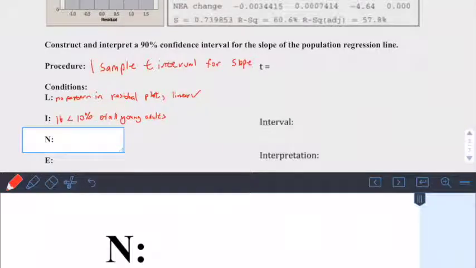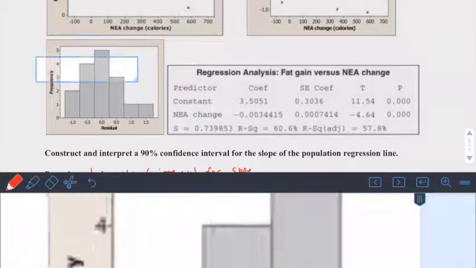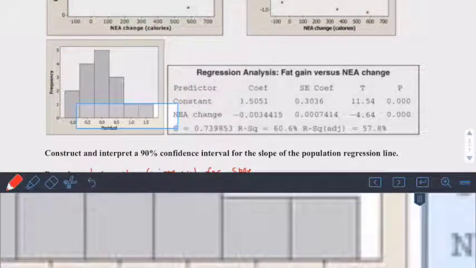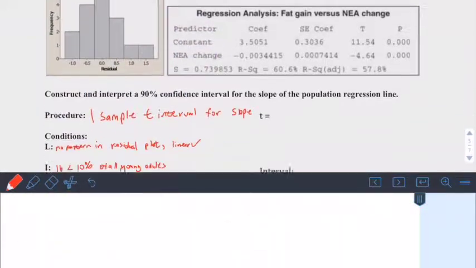Normal, we want a normal distribution of residuals. Well, looking at this, it looks approximately normal. It doesn't seem to be a major skew or outliers. There's a little bit of skewness here, but it's not too bad.